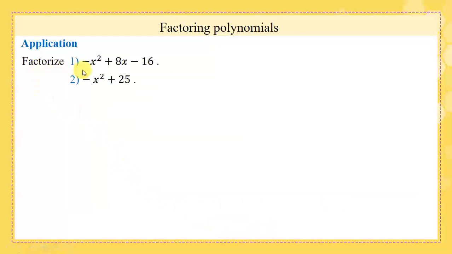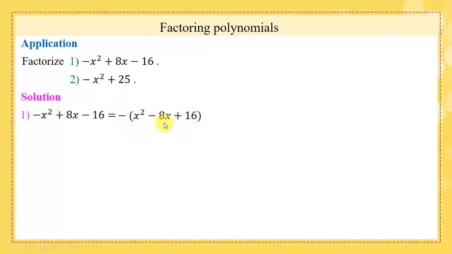Application, please factorize the following. Pause the video and try to do it by yourself. Solution. Negative x squared plus 8x minus 16. First of all, a trinomial having the square terms negative. We will take minus as a common factor. So we get x squared minus 8x plus 16.